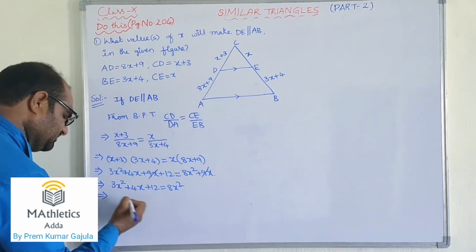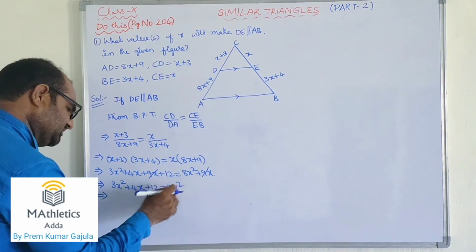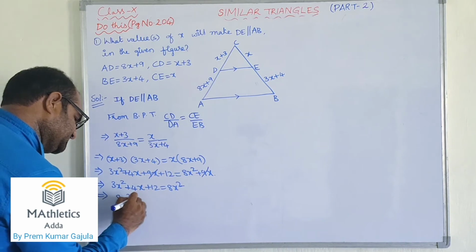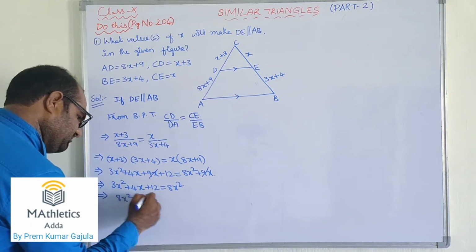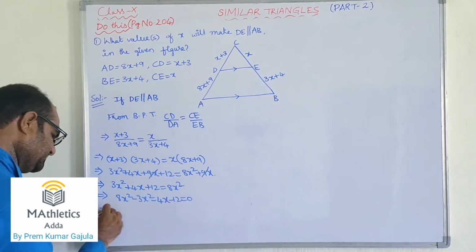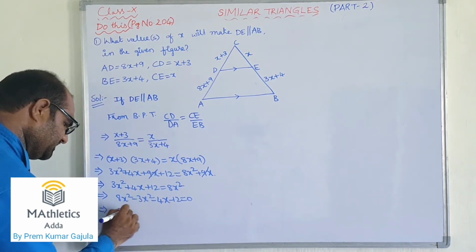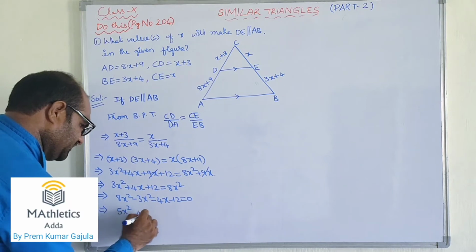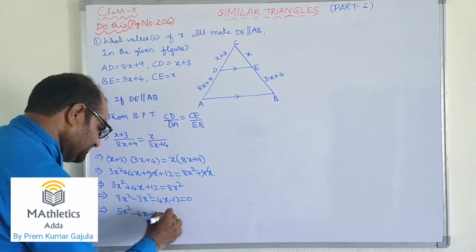Okay, so now I am shifting the total thing to that side, so you will get 8x square minus 3x square minus 4x minus 12 is equal to 0. That is 8 minus 3, you will get 5x square minus 4x minus 12 is equal to 0.